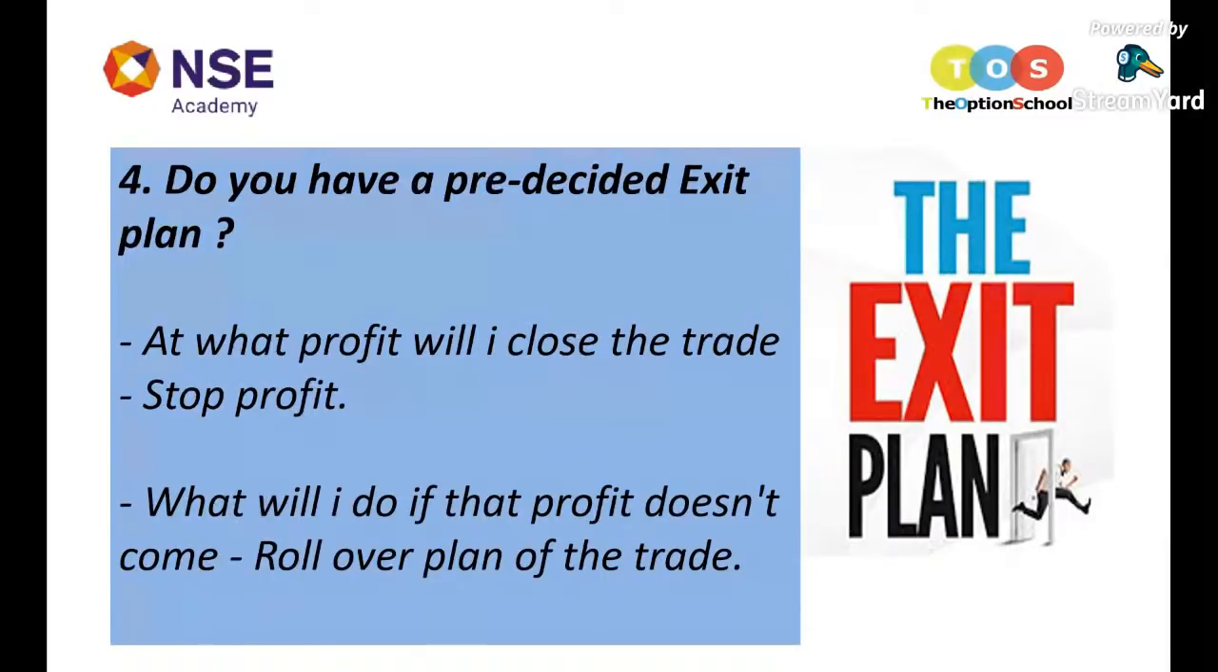And what will I do? You see, there can be two exit plans. One is that I will be booking my profit. The other is, what will I do if there is not sufficient profit or no profit, and these are all time-bound contracts and there is time to come for expiry, but still the trade has moved in such a way that there is no profit. Then what is my rollover plan? Can I roll over my trade to the next month, or can I do something else with my trade? So these things also should be very clear.